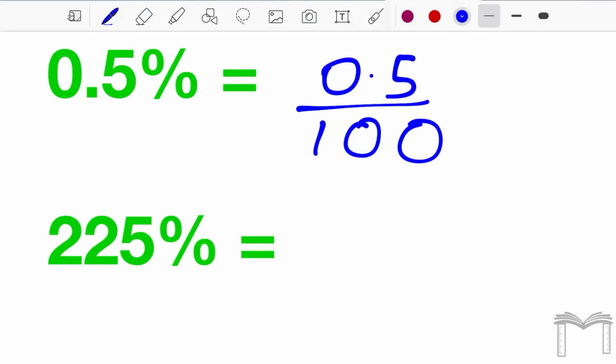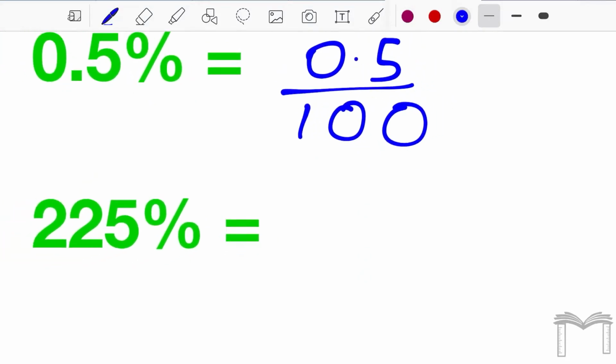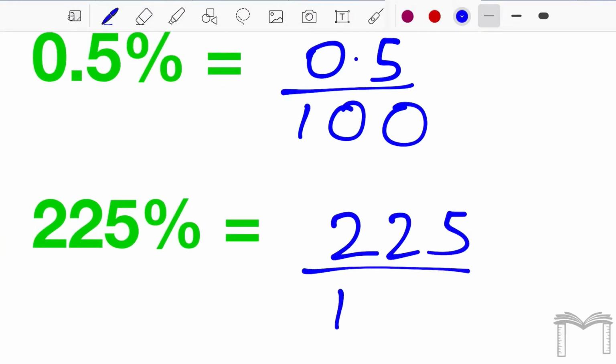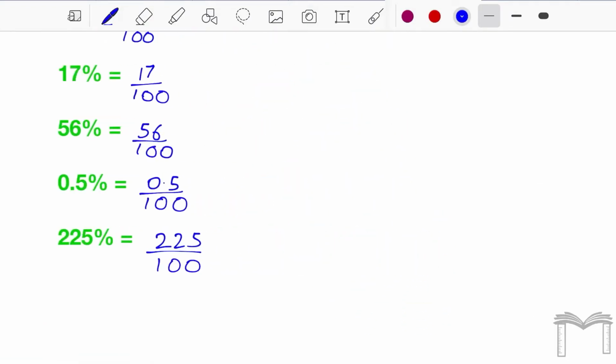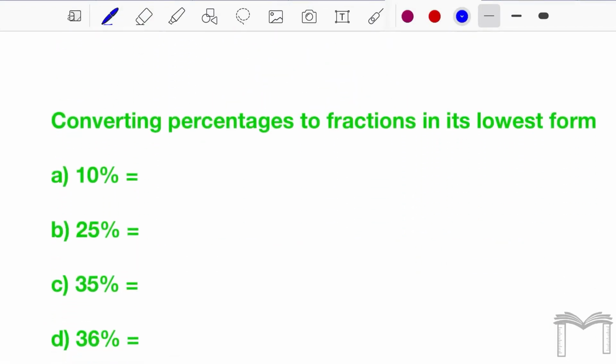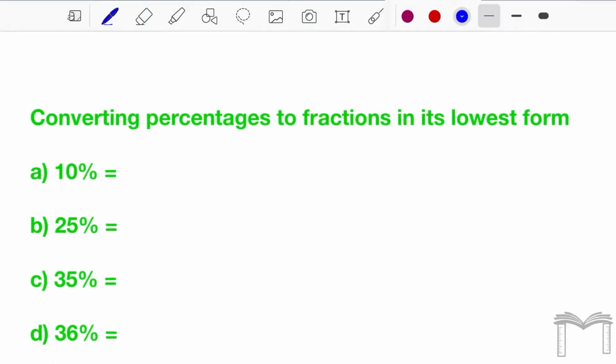225%. So we are seeing here that yes, we can go above 100%. This is 225 over 100. Next, converting percentages to fractions in its lowest form. So we will make this into a fraction and then we will reduce or simplify it. That's what lowest form means.